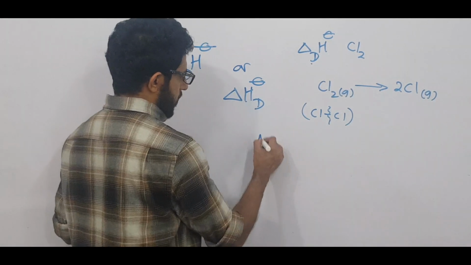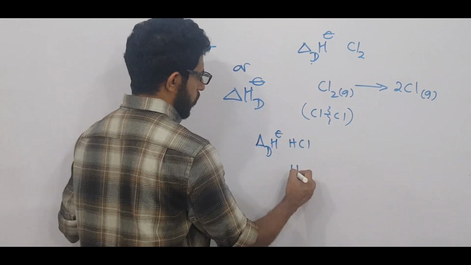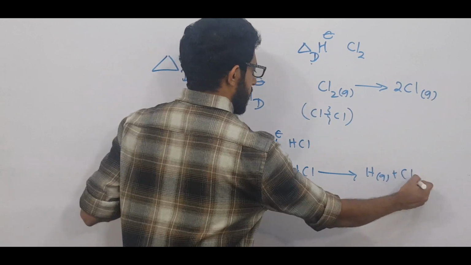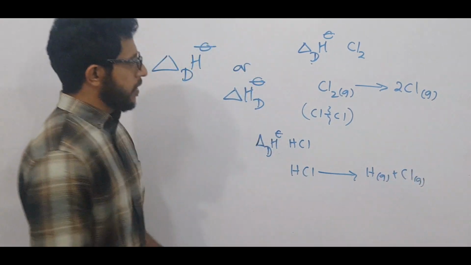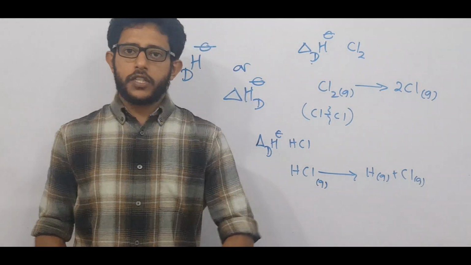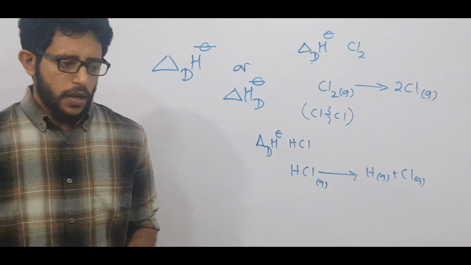Then what about the enthalpy change of bond dissociation when it comes to HCl. So HCl gives H gas and Cl gas, right? So this is how we write the standard enthalpy change for the bond dissociation. It always represents one mole of gaseous bonds broken into gaseous atoms.